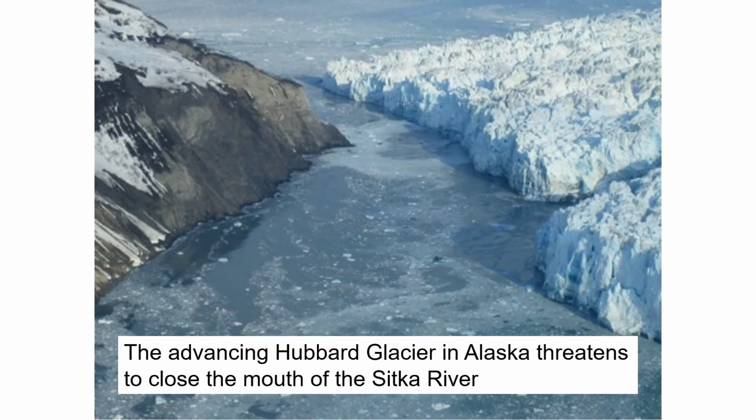Not all glaciers are retreating. The Hubbard Glacier in Alaska is actually growing, and it might actually close off the mouth of the Sitka River, at least periodically. And that's a big deal because people in Alaska live up this river and they have to get out to the ocean for their livelihoods. They're mostly fishermen. So if this glacier were to cover up the mouth of the river, it's going to cut off these people's access to the ocean.